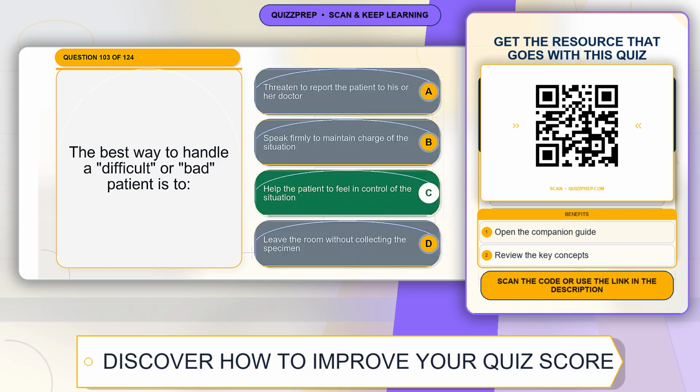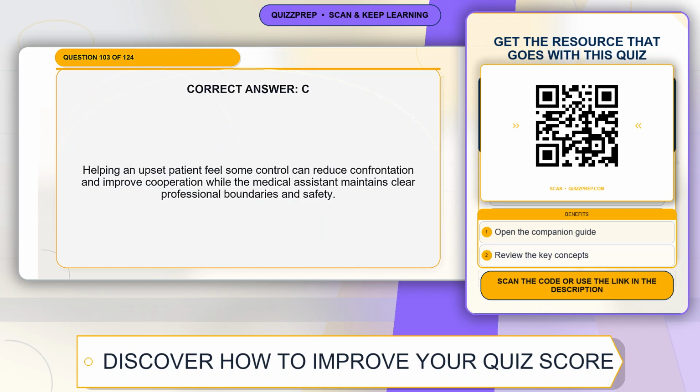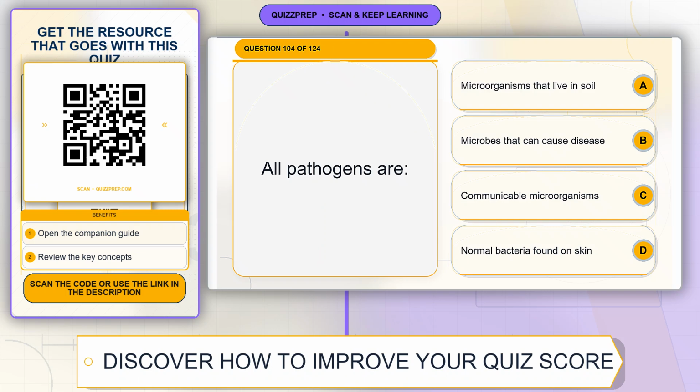The correct answer is option C, help the patient to feel in control of the situation. Explanation: helping an upset patient feel some control can reduce confrontation and improve cooperation while the medical assistant maintains clear professional boundaries and safety.